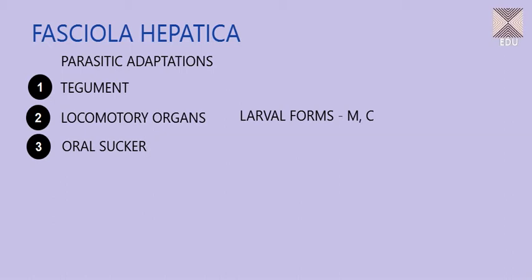The next adaptation is the presence of the acetabulum. The acetabulum is the ventral sucker, present on the ventral side of Fasciola hepatica. It has no mouth inside it. It is also a sucker, but without a mouth. It is only for anchorage or attachment to the host, and it is again very important for attachment purposes.